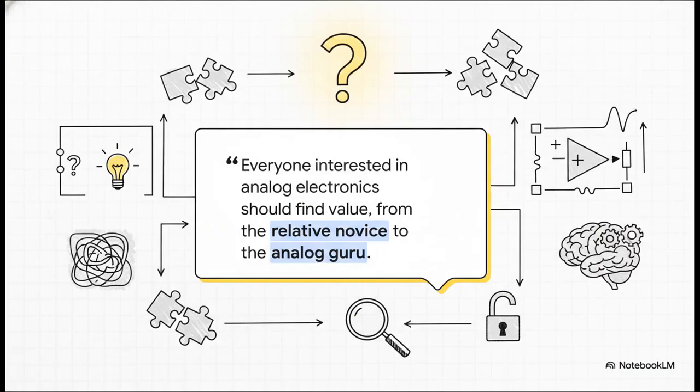Right in the foreword, it makes this really bold claim. It says the book is for everyone, from a relative novice all the way to an analog guru. Now, hold on. How can one book possibly be for a total beginner and a seasoned expert at the same time? That just doesn't sound right. It's a puzzle, right? And it's one we're going to solve together.